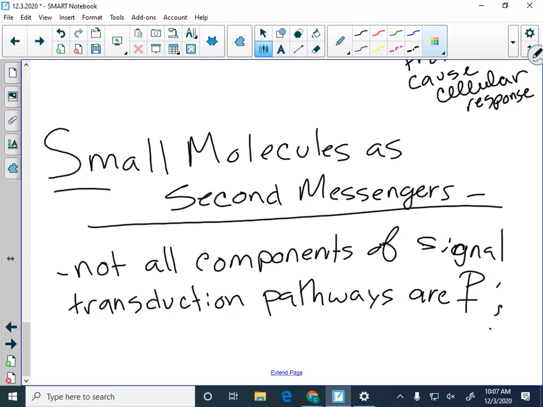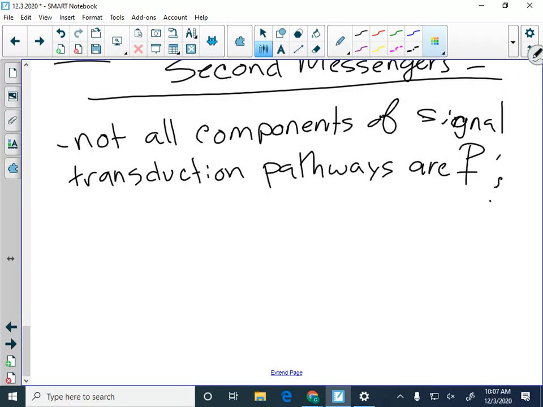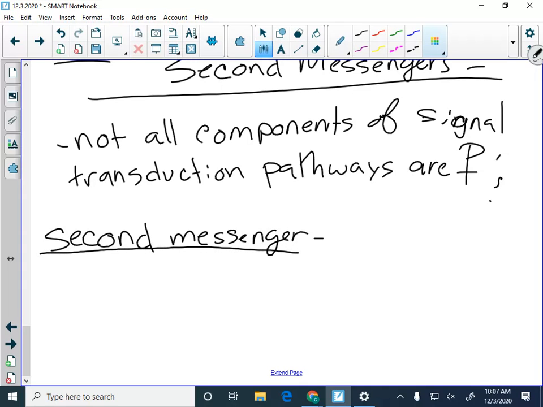Proteins come in handy. Proteins are a very big player, but there are also second messengers. So, the definition of a second messenger: a second messenger is any small, non-protein, water-soluble molecule that is involved in a signal transduction pathway.